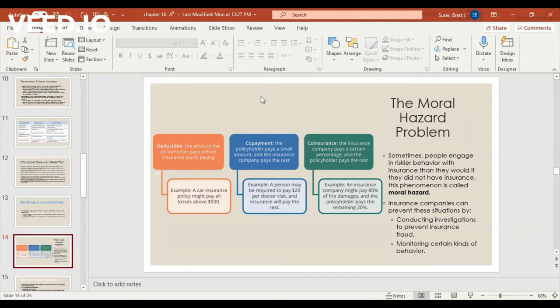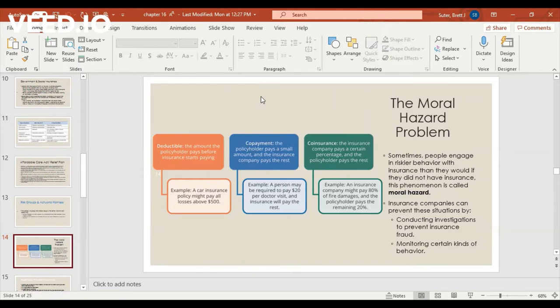The first step that an insurance company can take is by issuing deductibles. These are the amount that the policyholder pays before insurance starts paying. For example, a car insurance policy might pay all losses above $500.